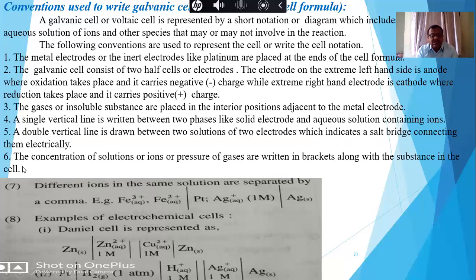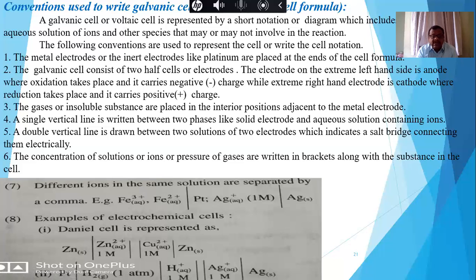The concentrations of the solutions or ions, or the pressure of the gases, are written in brackets along with the substances in the cell. Different ions in the same solution are separated from each other by a comma. For example, if we have different ions of iron, Fe3+ and Fe2+, they are separated by a comma. So this is the seventh convention that is used.